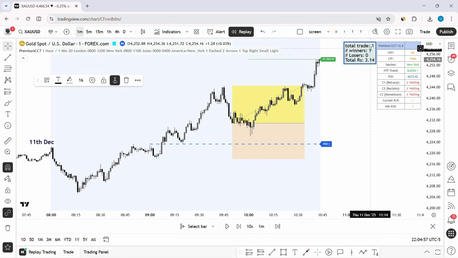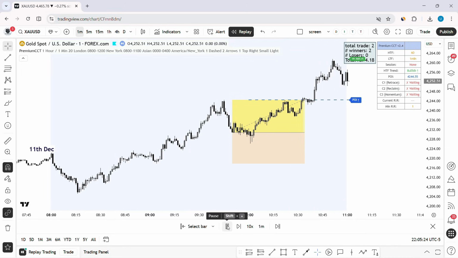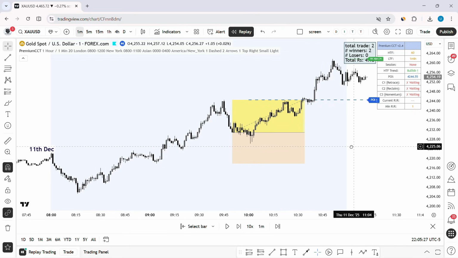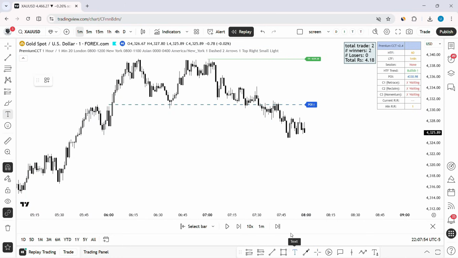Now let's update the table at the right. So this trade gave us 1.04, which means we are at 4.18 with 2 wins out of 2 trades. Now let's continue. I don't think we will have another trade during this session, but let's see. Yes, we have found no trade. So let's move to the next day and see if any trade forms on 12th December.